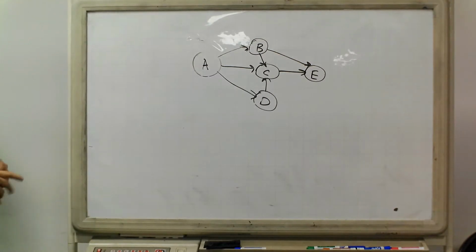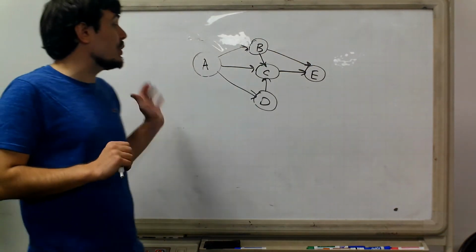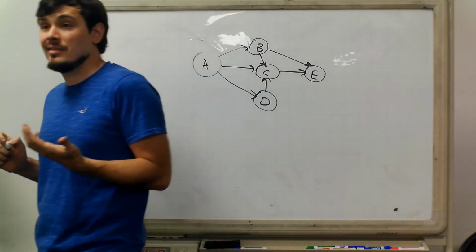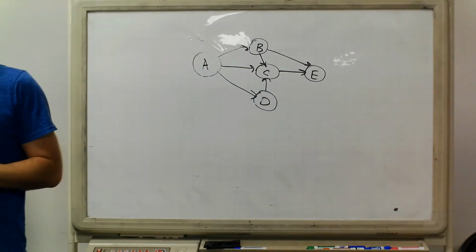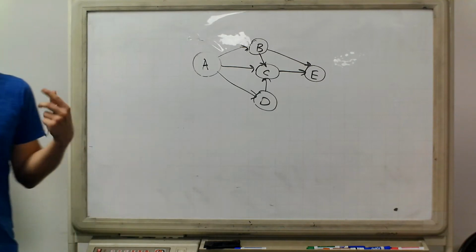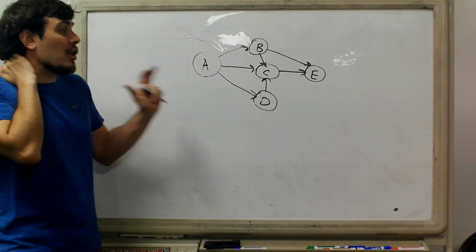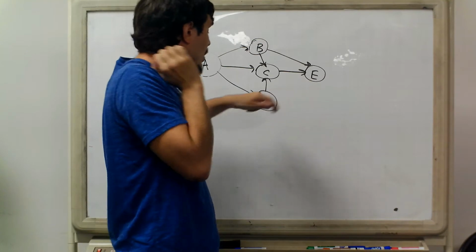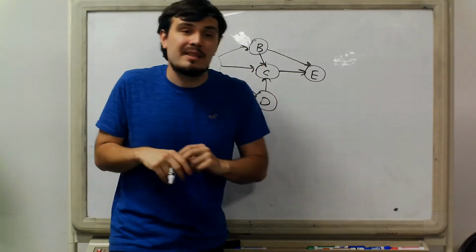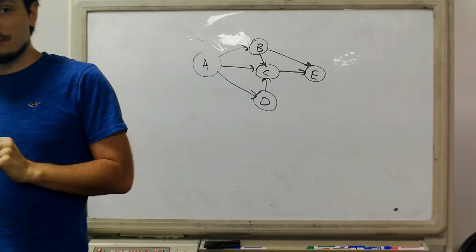So you might have some kind of flow like this, and you want to determine the order in which this needs to be compiled in order to be valid. Valid means that when you compile a library, all of its dependencies have already been compiled.